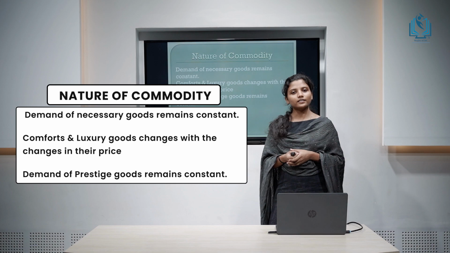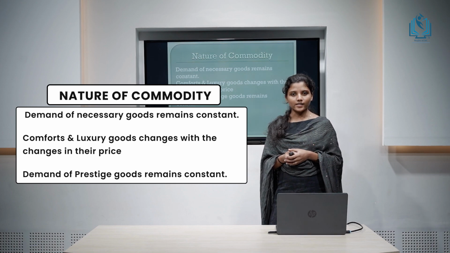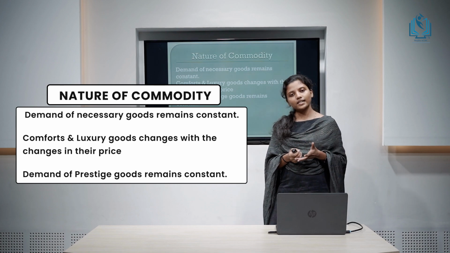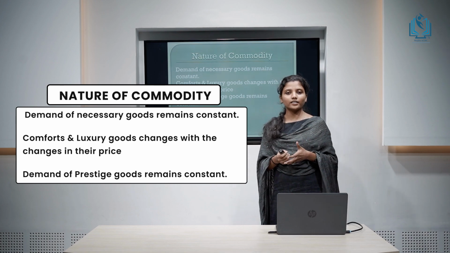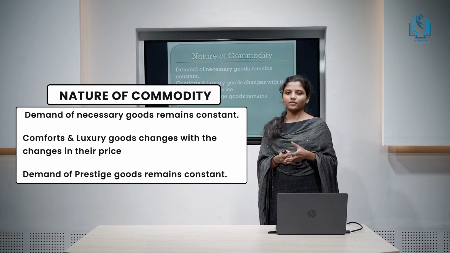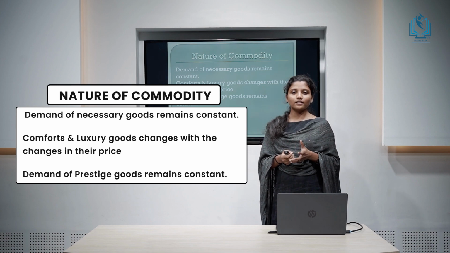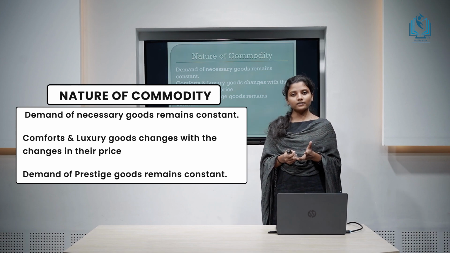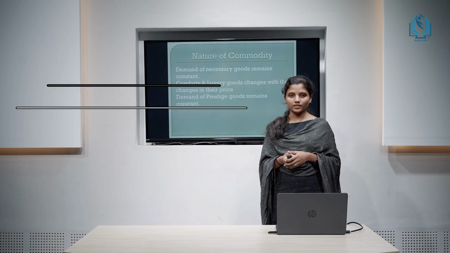But on the other hand, there are some other categories as well. For example, comforts and luxury goods. Their demand may change according to the changes in their price. There are some other categories like prestigious goods. Their demand may remain constant. So these are the relationships between demand and the nature of a commodity.